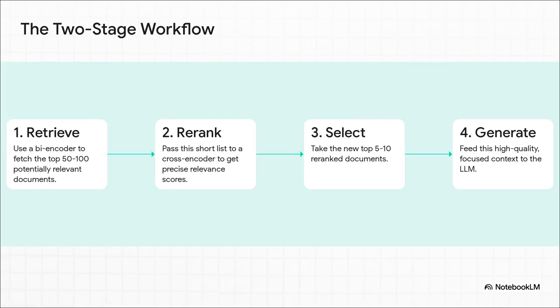So let's put it all together. Here's the workflow. Step 1, your Bi-Encoder casts that wide net, fetching maybe the top 50 or 100 candidates. That's your high recall step. Step 2, you pass just that short list, not the whole database, to your Cross-Encoder, which carefully scores and reorders them. Step 3, you select only the new top 5 or 10 results, and that's your high-precision context. You feed that and only that to your LLM. You've basically built a funnel for relevance.